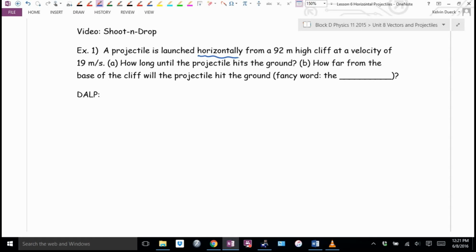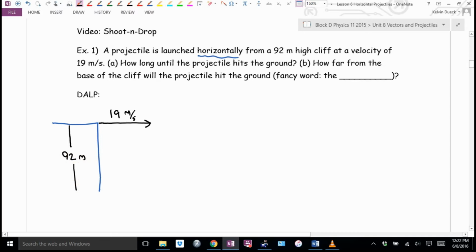What does DULP stand for? I strongly encourage you for all of these, it is worth DULPing. Cliff. Horizontal velocity of 19. I'll draw it in like that. And vertical height of 92 meters. Adam, what's this question asking me to find? What's part A asking me to find?